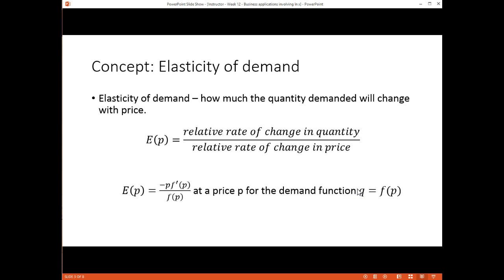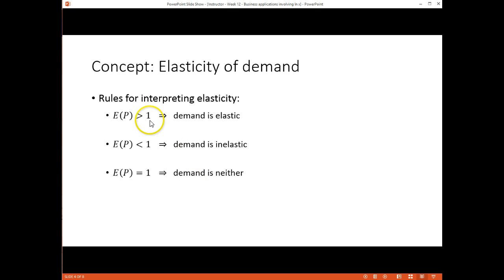Now, how are we going to interpret this? It's one thing to calculate it, it's another thing to interpret it. This is what we're going to use, the rules for interpreting elasticity. E of P greater than 1 means the demand is elastic. E of P less than 1 means the demand is not elastic. And E of P equals 1 means the demand is neither.